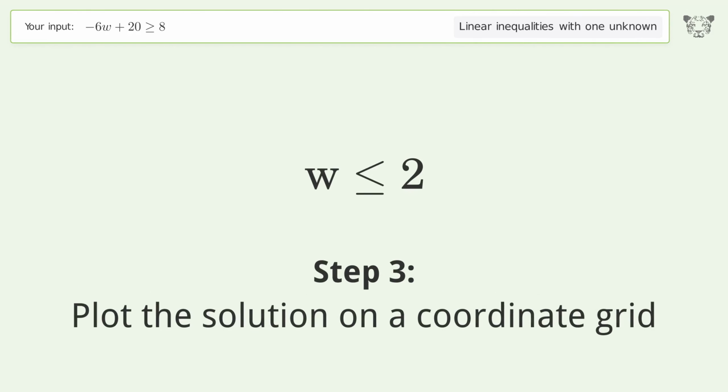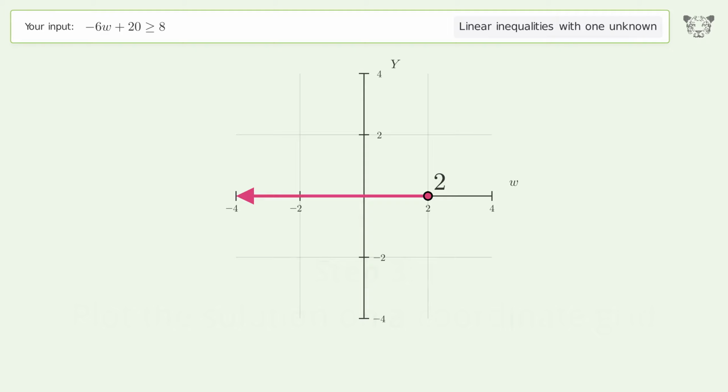Plot the solution on a coordinate grid. And so the final result is w equal or smaller than 2.